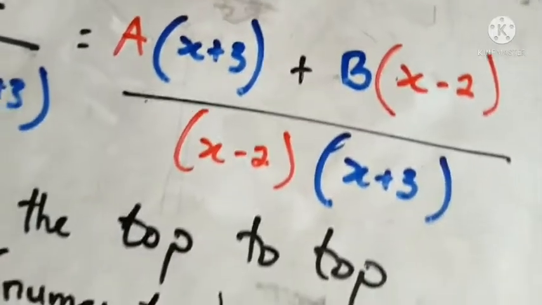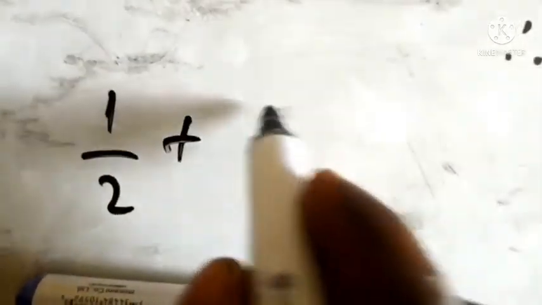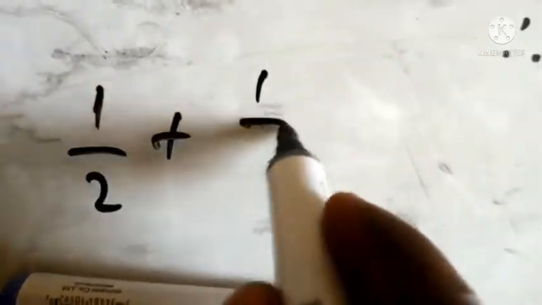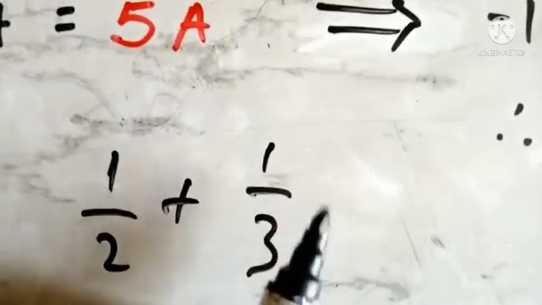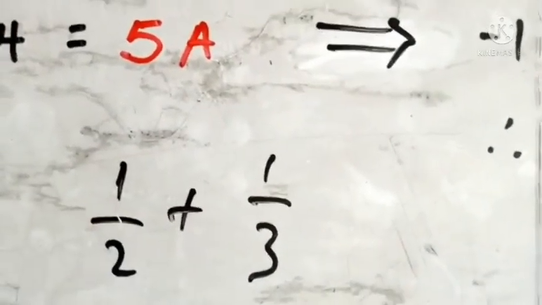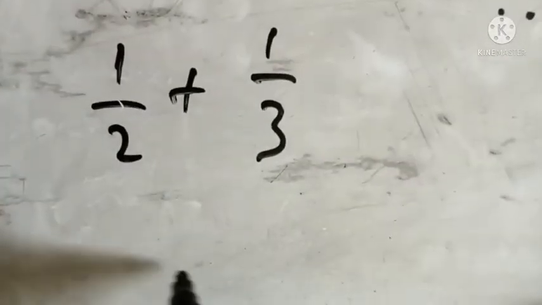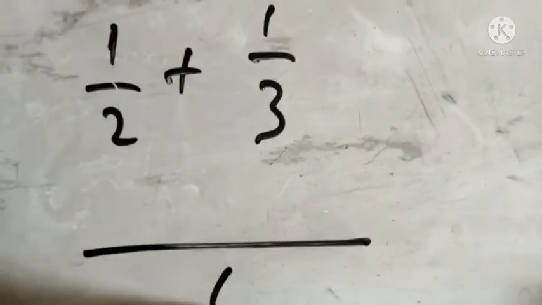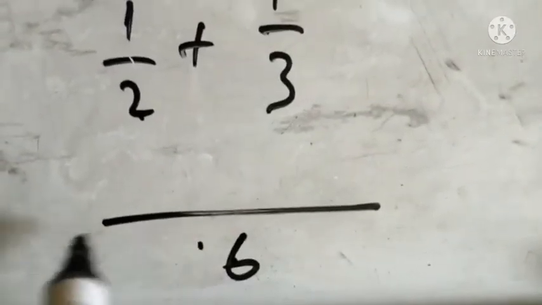So let me explain, let me break it down. Assuming I have 1/2 plus, let's say, 1/3, the LCM of these two will be 6, right? If you don't know how to find the least common multiple, just comment down below. So the least common multiple here will be 6, right? So 2 will go into 6 how many times? That should be 3, right?